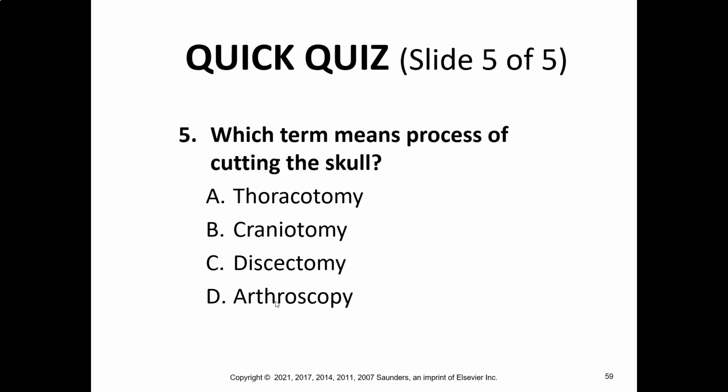So which term means the process of cutting the skull? You've got to know what arthro means: joint. Thoraco means thoracic. So craniotomy: otomy meaning cutting, and cranio meaning skull. See, now you're learning to break it down. Remember the O is just the connector. Otomy means to dissect or cut, and cranio means skull.